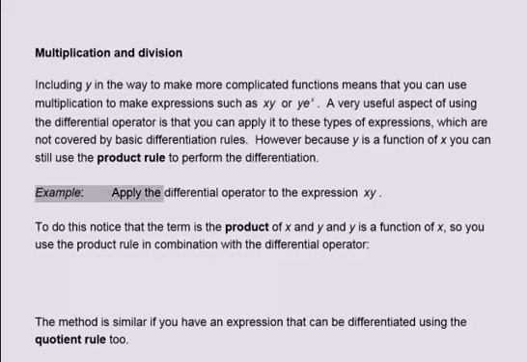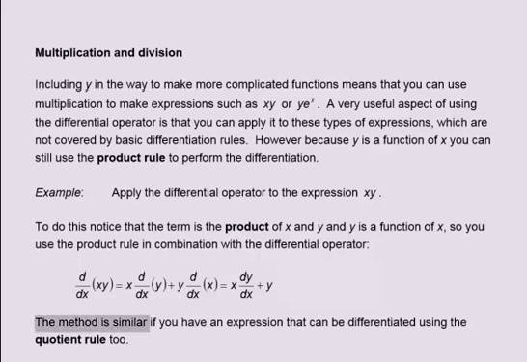Example: apply the differential operator to the expression xy. To do this, notice that the term is the product of x and y, where y is a function of x, so you use the product rule in combination with the differential operator. d by dx of xy equals x multiplied by d by dx of y plus y multiplied by d by dx of x, which equals x multiplied by dy by dx plus y multiplied by 1, which is simply y. The method is similar if you have an expression that can be differentiated using the quotient rule too.